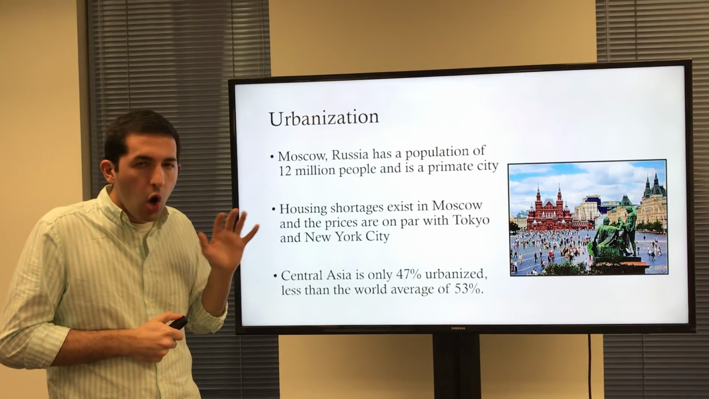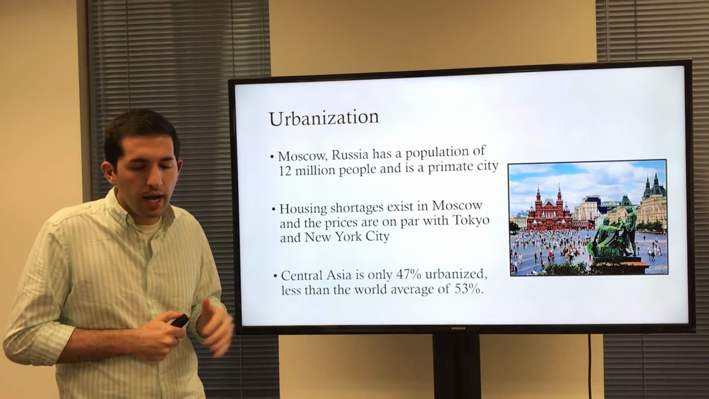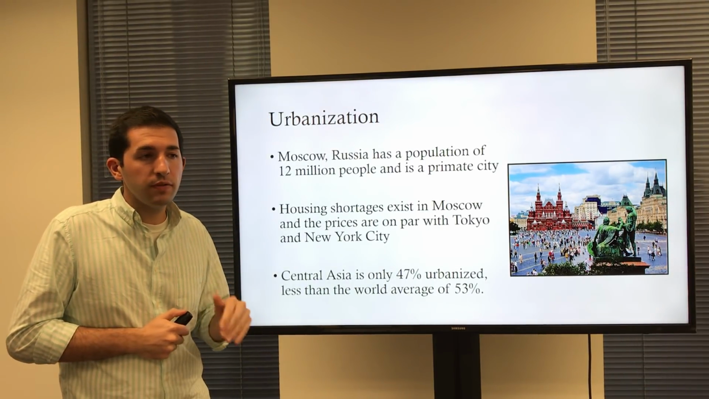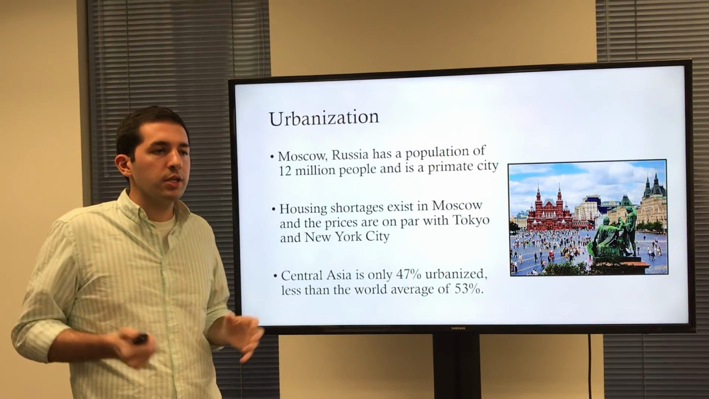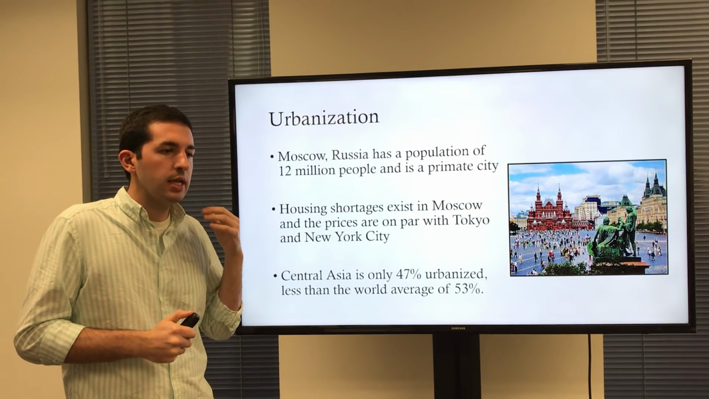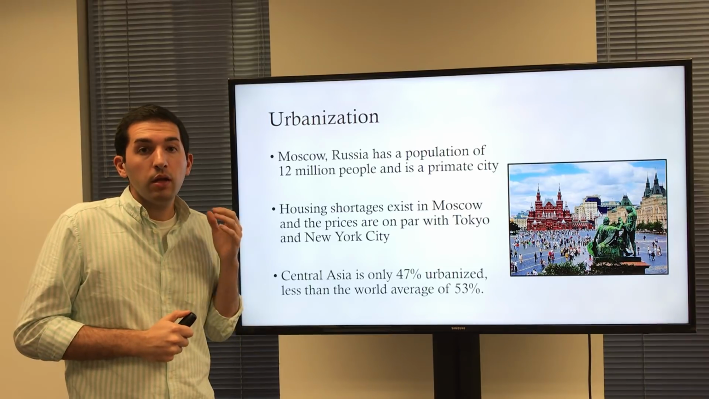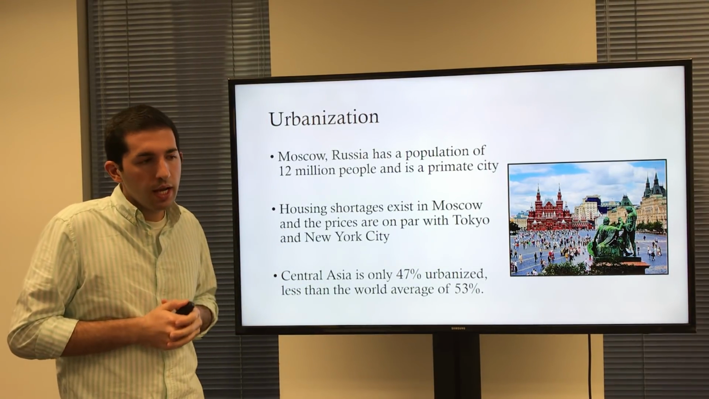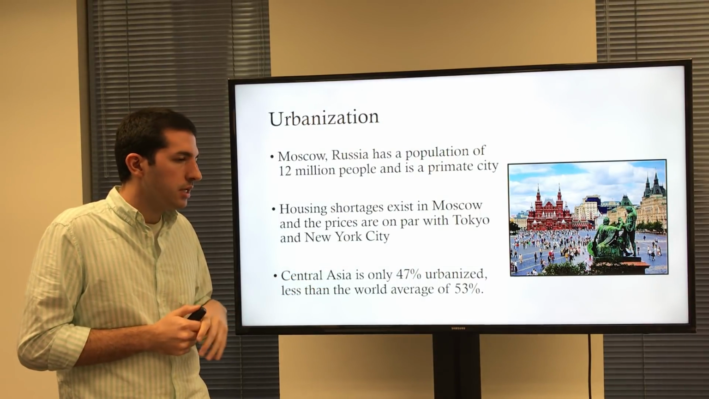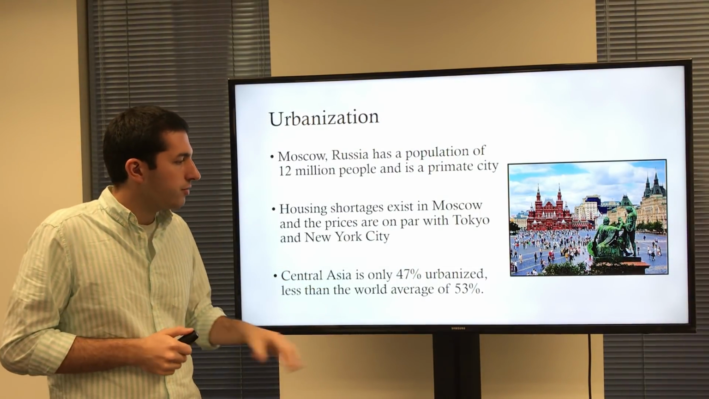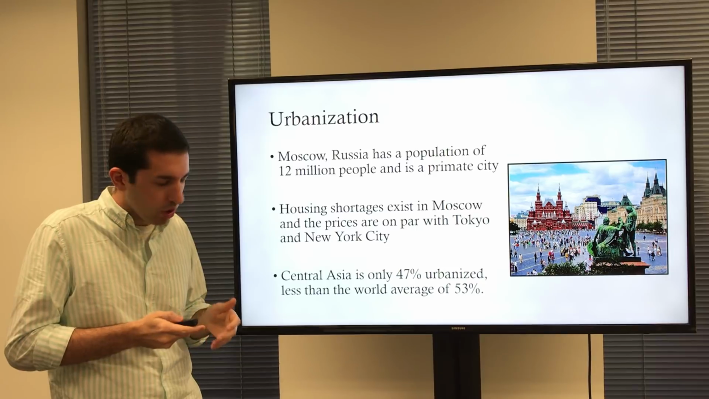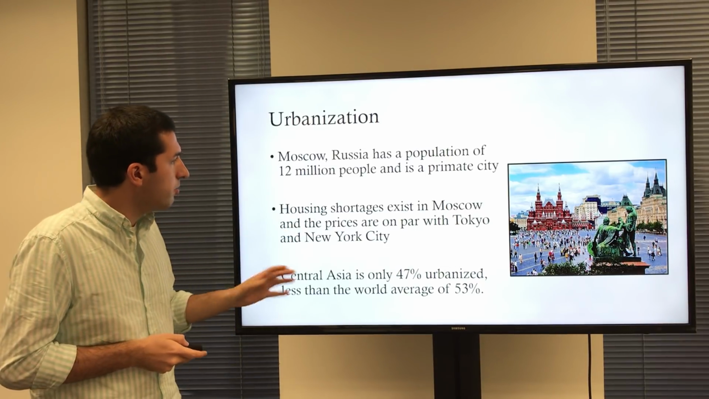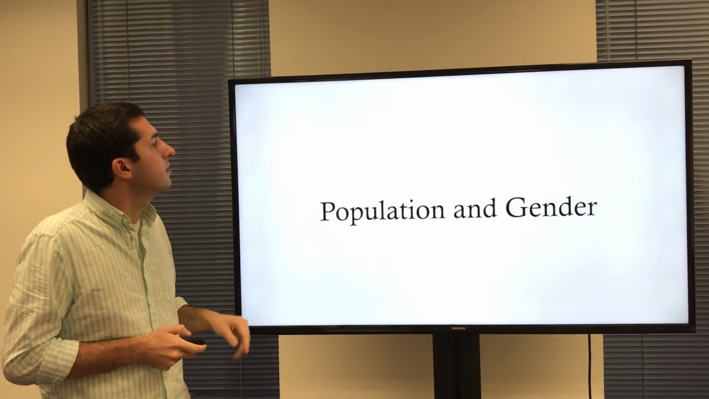Central Asian states, only about 47% urbanized. That's less than the global average of 53%. However, a stark contrast: you see countries like Moldova, Belarus, the Ukraine, and Russia are more to the tune of 70% urbanized, so quite different than the Central Asian states, and they sort of lag behind even the rest of the world. Picture there, Moscow, not labeled, Moscow.